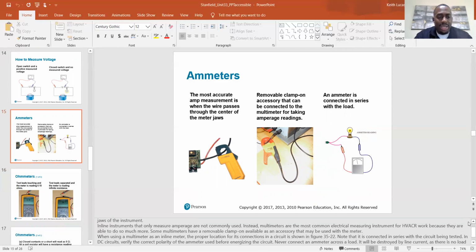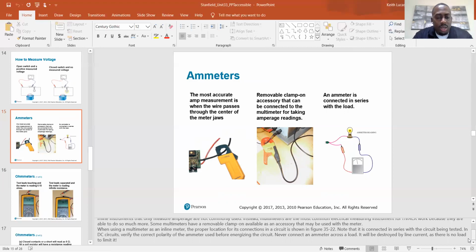So inline instruments that only measure amperage are not commonly used. Instead, multimeters are the most common electrical measuring instruments for HVAC work because they are able to do so much more. Some multimeters have a removable clamp-on available as an accessory that may be used with the meter. When using a multimeter as an inline meter, the proper location for its connections in a circuit is shown in figure 3522. Note that it is connected in series with the circuit being tested.